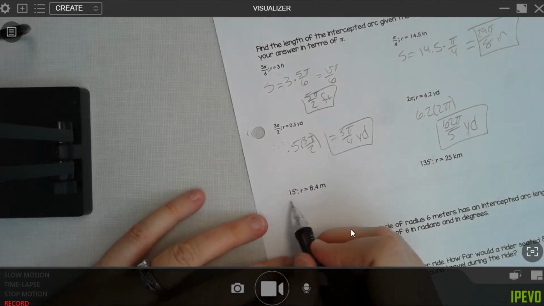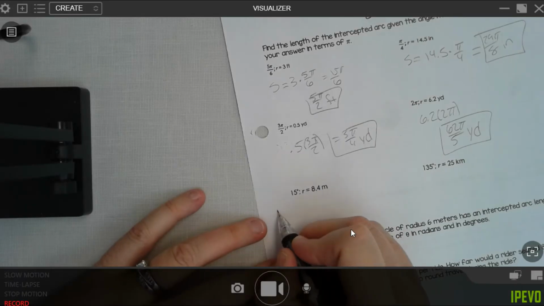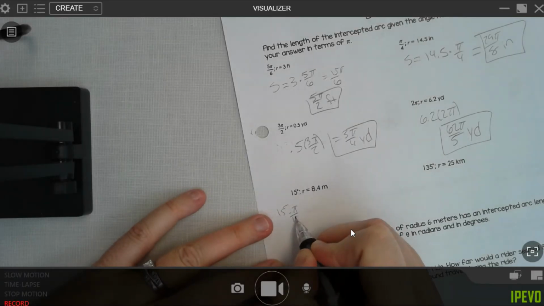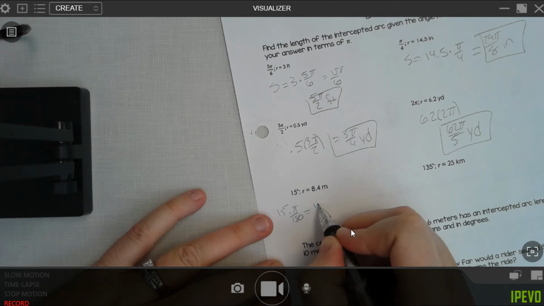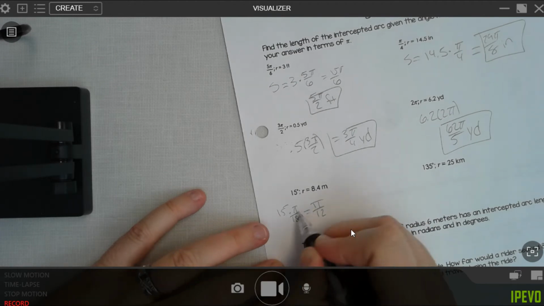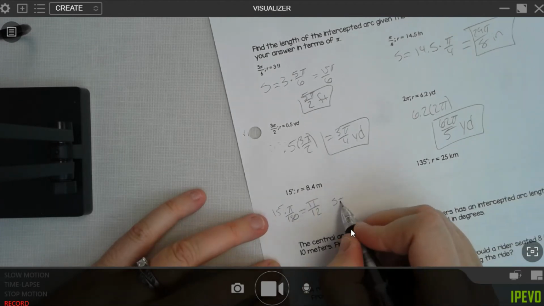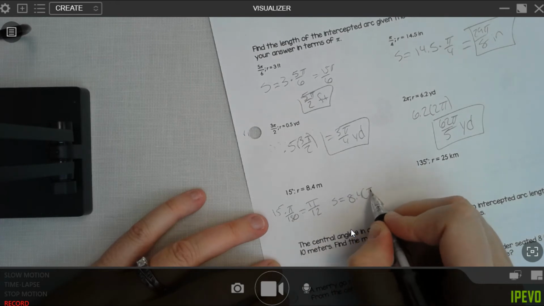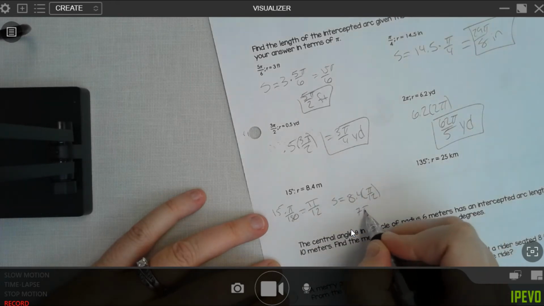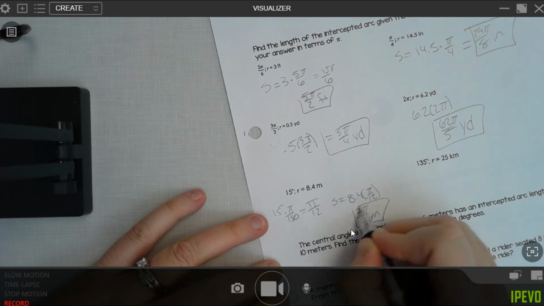Now down here, I cannot use 15 degrees. The first thing I need to do is 15 times pi over 180. So we get pi over 12 when you reduce this. And now this is what I'm going to use. So 8.4 times pi over 12. So 7 pi over 10 meters.